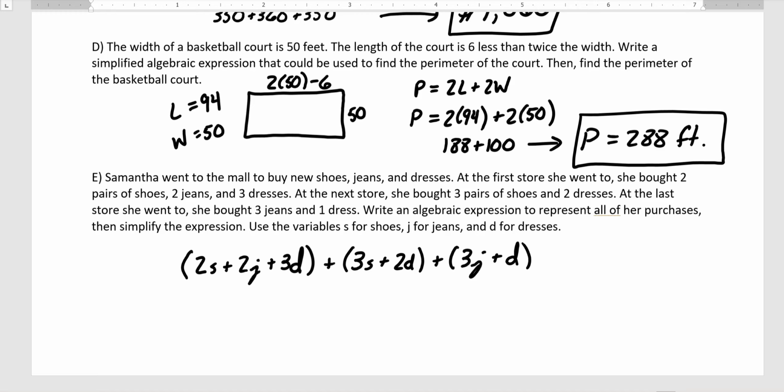So 2S plus 3S, right? We're just combining like terms. That gives me 5S. 2J plus 3J, that gives me 5J. And then 3D plus 2D plus 1D, that would give me 6D. So overall, she bought 5 shoes, 5 jeans, and 6 dresses.